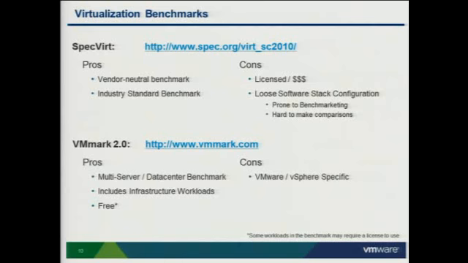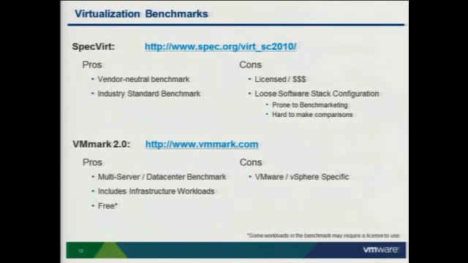All right, so now I want to just jump into some of the benchmarks. And so we'll start off with the virtualization benchmarks here. There's two big virtualization benchmarks. SpecVirt announced their virtualization benchmark last year. SpecVirt, nice benchmark. VMware was a part of the committee that helped design it.